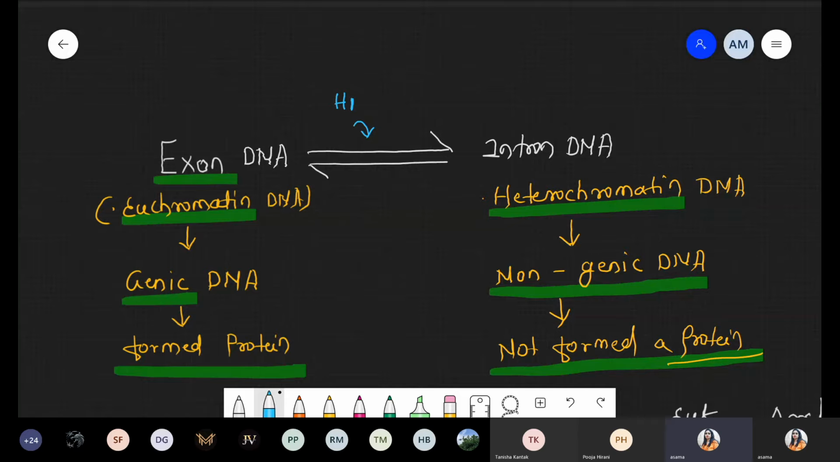But if that H1 is released, now that intron form of DNA, which is the heterochromatin form of DNA, gets converted into exon form. That's why you see some people or some children who have the tailbone, the monkey bone, but from that bone there is an origination of a tail. With the help of surgery we can remove that. So the tail basically gets degenerated.